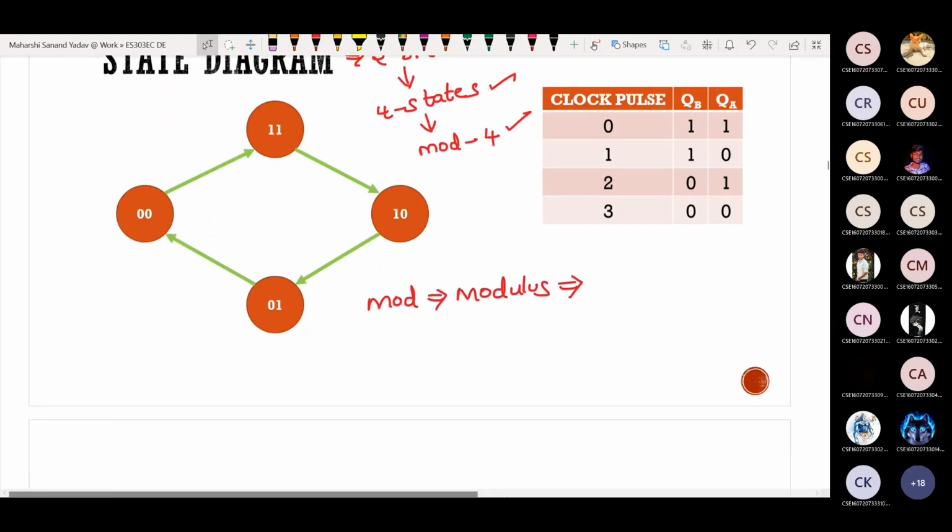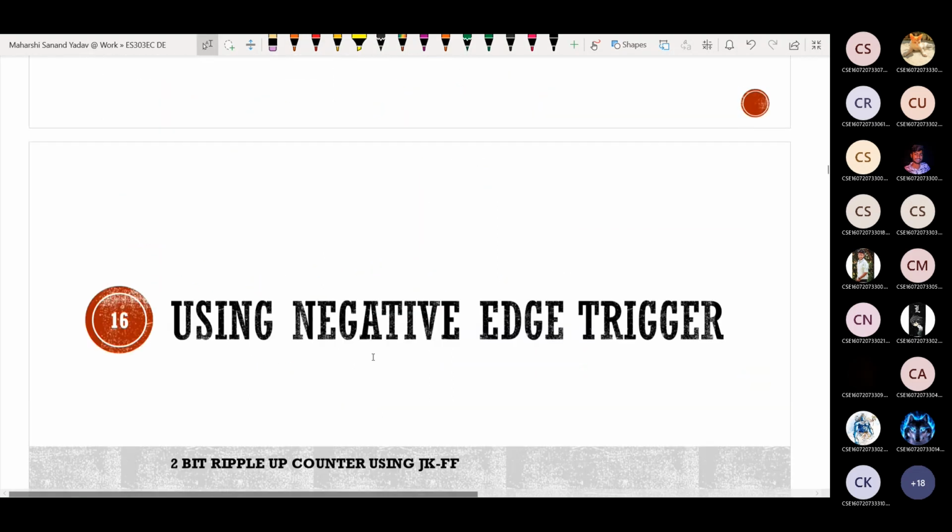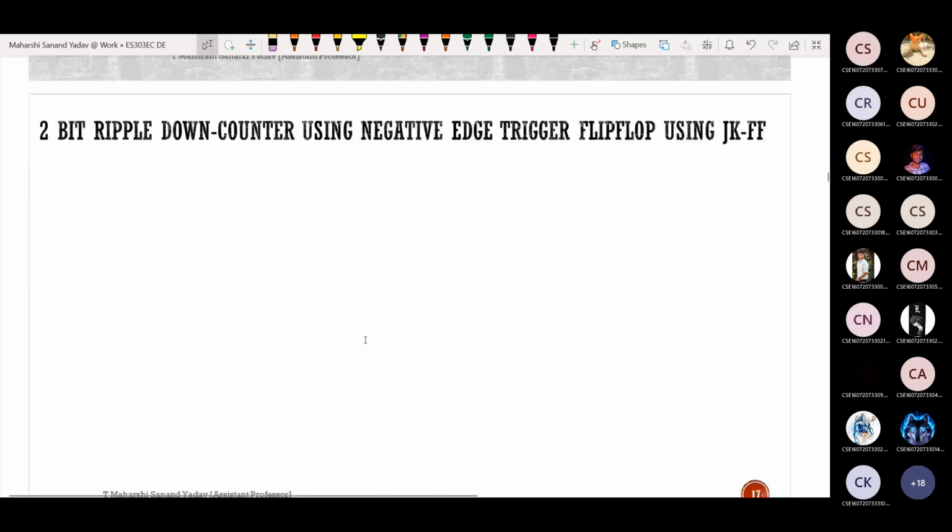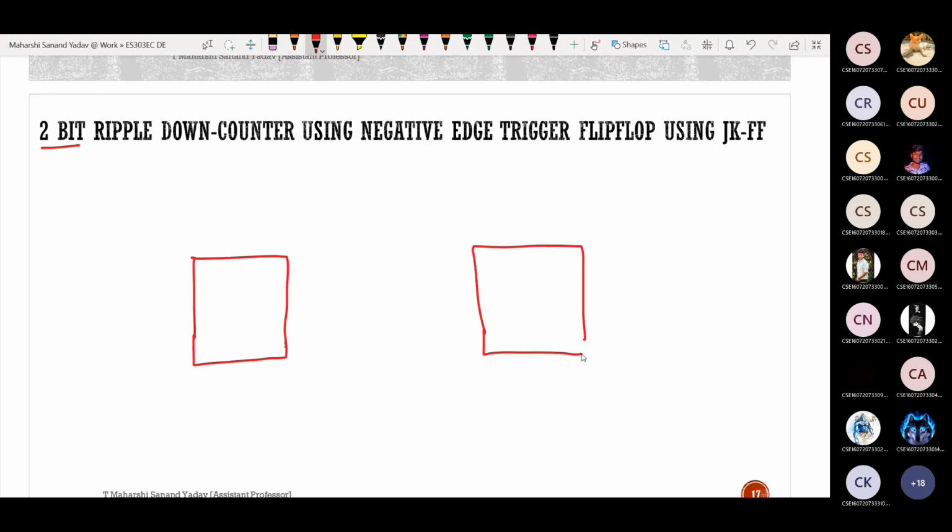Now I want to implement a down counter using negative edge trigger. You tell me: a 2-bit ripple down counter using negative edge triggered JK flip-flops. 2 bits means how many flip-flops? 2 flip-flops. Take 2 flip-flops. Here JA, KA, QA, QA bar, and JB, KB, QB, QB bar.